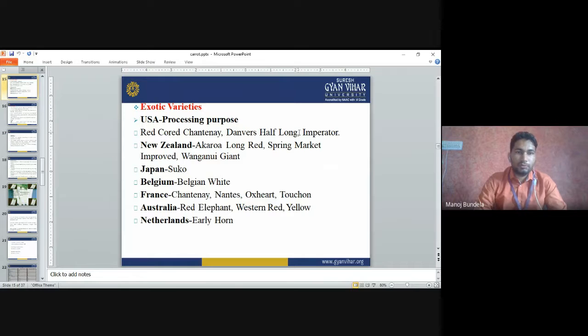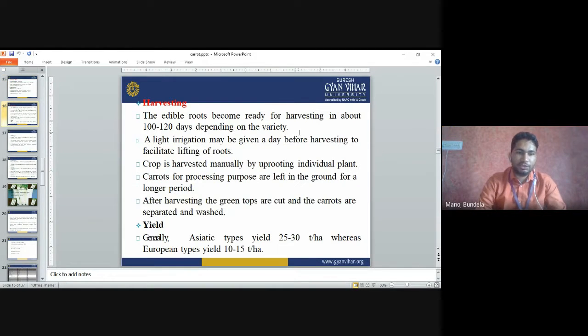Exotic varieties. Some varieties are imported from USA for processing purpose, like Red Cored Chantenay, Danvers half-long, and Imperator. Some varieties come from New Zealand, like Akaroa, Long Red, Spring Market Improved, and Whangarei. From Japan, Suko. Belgium White. France: Chantenay, Nantes, Oxheart, and Tuscan. Australia: Red Elephant, Western Red and Yellow. Netherlands: Early Horn. So these are some exotic varieties from other countries.